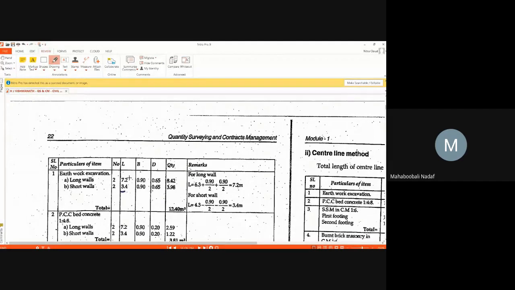Once you write this corrected length for the long wall and the short wall, you can multiply the elements. 2 into 7.2 into 0.9 into 0.65 will give you 8.42 for the long wall. Similarly, at the bottom, you will get 3.58. Adding these two, you will get the total excavation quantity of 12.4. Okay, this is clear.